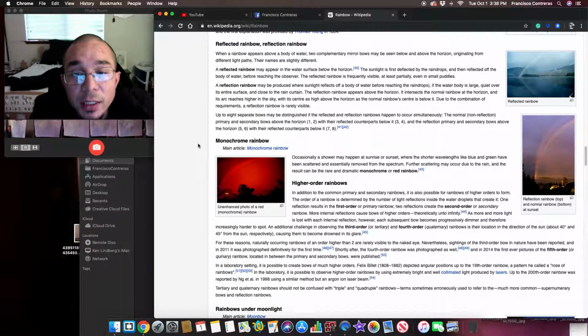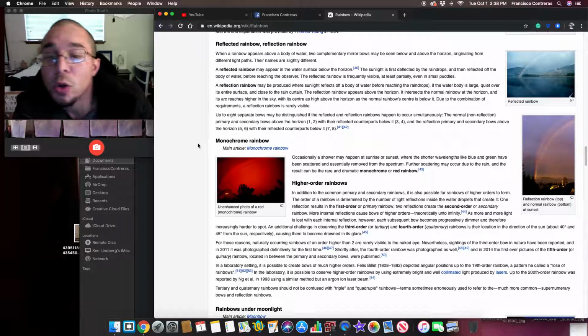Up to eight separate bows may be distinguished if the reflected and reflection rainbows happen to occur simultaneously. The normal non-reflection primary and secondary bows above the horizon 1, 2 with their reflected counterparts below it 3, 4, and the reflection primary and secondary bows above the horizon 5, 6 with the reflected counterparts below it 7, 8.